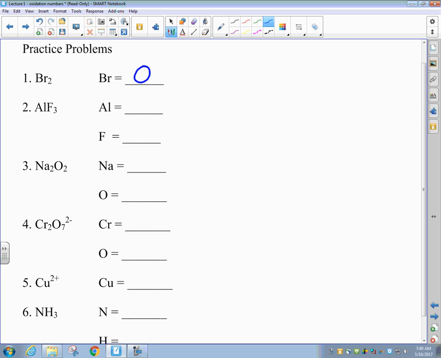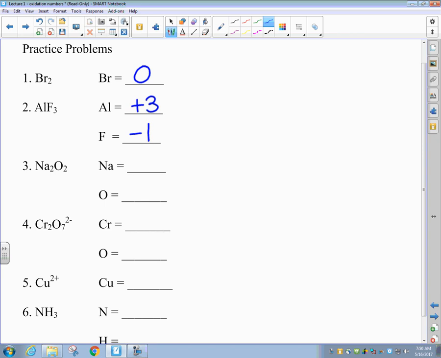For number 2, we have aluminum fluoride. In determining its oxidation states, the first thing we want to do is look to see if either of these atoms has only one oxidation state available. And when you look at aluminum, the only possible oxidation state for aluminum is +3. Now, if we take a look at fluorine, the only possible oxidation state for fluorine is -1. And that makes logical sense when we think about where fluorine's position is on the periodic table.